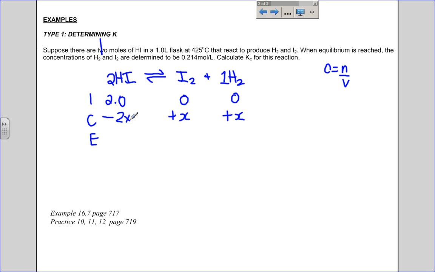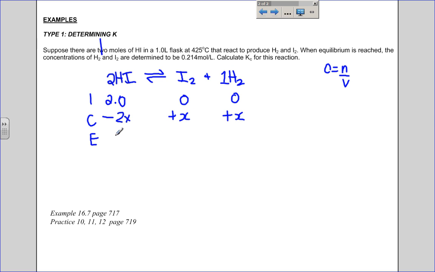So our changes in our ice chart are always going to be in terms of x. The signs of them being positive and negative are always going to be opposites for all the reactants and all the products. And the amount by which they change is going to reflect the stoichiometry of the balanced chemical equation.